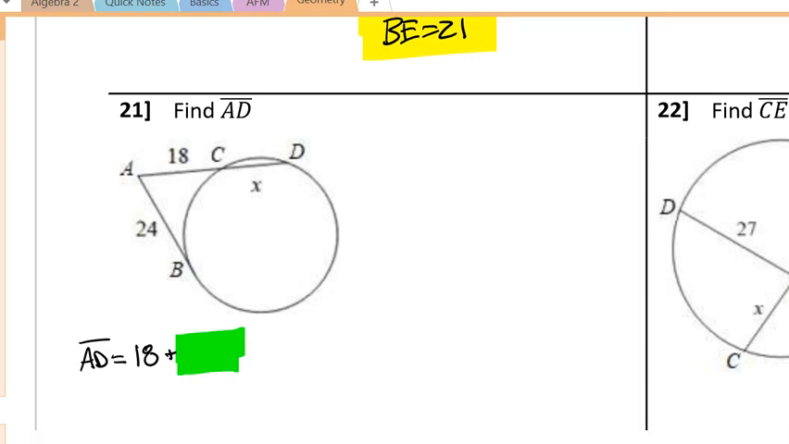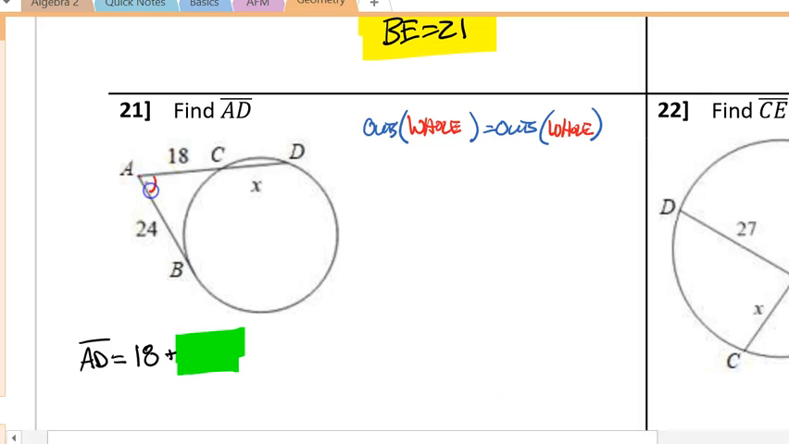So we know the formula for this is outside times whole is equal to outside times whole. It's not even really a formula, it's just a relationship from this angle on the outside of our circle. So let's go ahead and fill out the outside pieces x and 18 and 24.